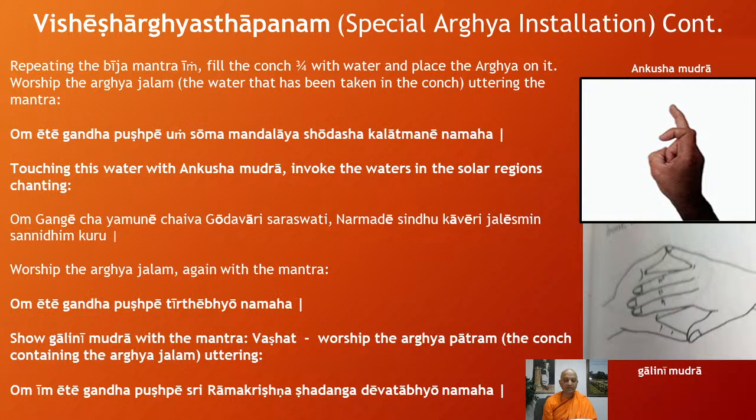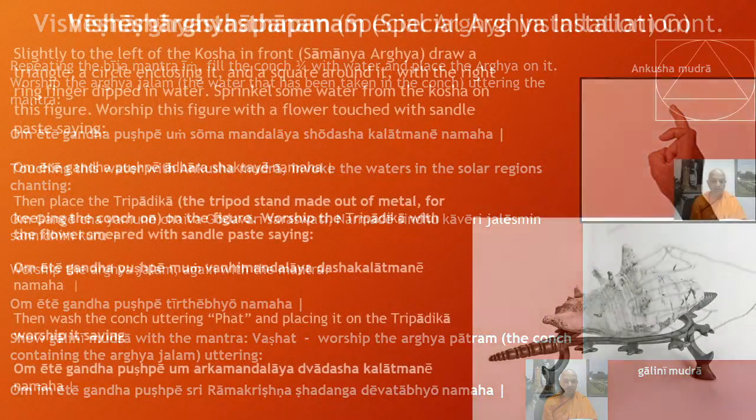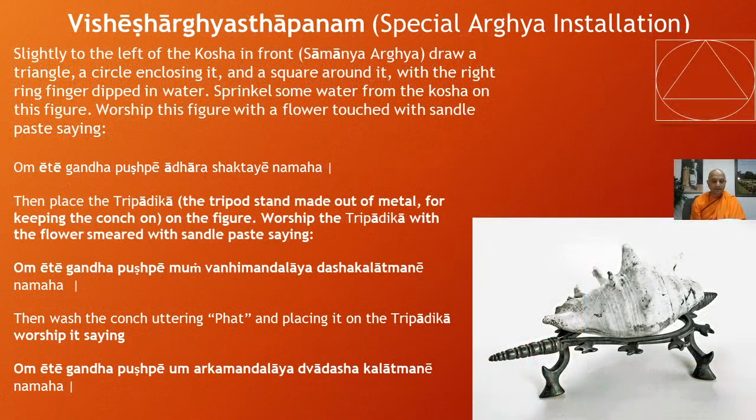Slightly to the left of the kosha in front, draw a triangle, a circle enclosing it, and a square around it with the right ring finger dipped in water. In the Samanya Arghya also, it's the same thing we had done. Now we are going to display the Visheshargya diagram also. It will be displayed in a few seconds on the screen. Then after that, sprinkle some water from the kosha or the Samanya Arghya on this figure. Then worship that figure with a flower touched with sandal paste.